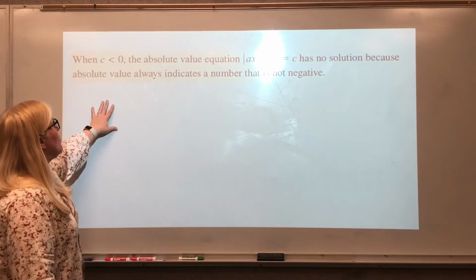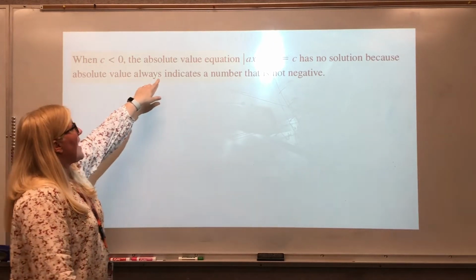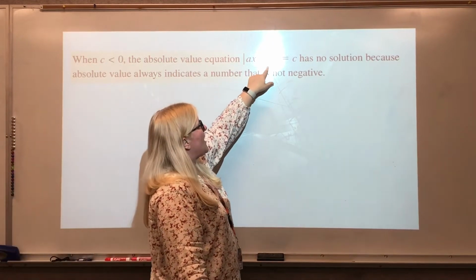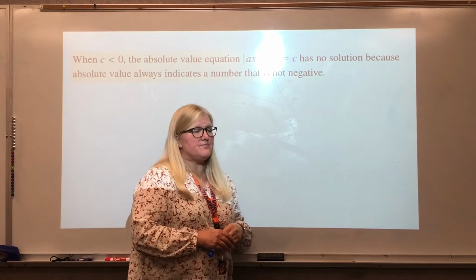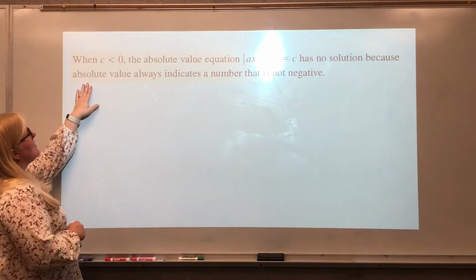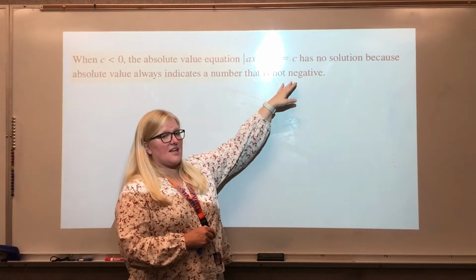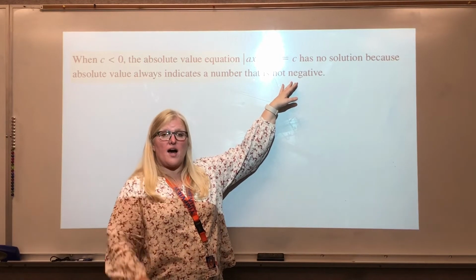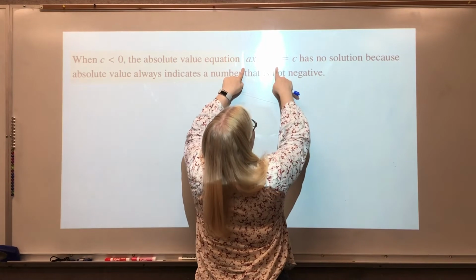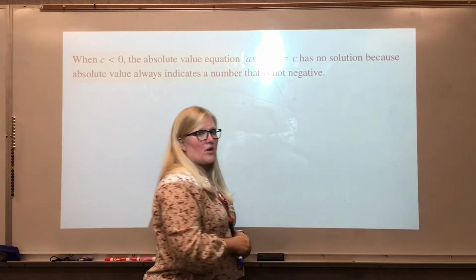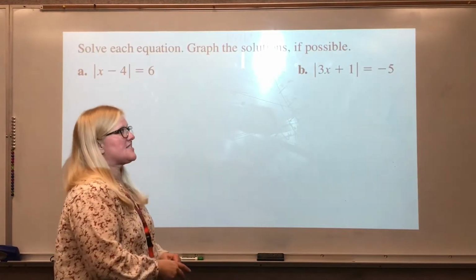Also, when c is less than 0, so when c is negative, the absolute value equation ax plus b equals c has no solution, because absolute value always indicates a number that is not negative, it's 0 or positive. So you can't take the absolute value of this and get a negative number. That's all that's saying. So let's look at an example.